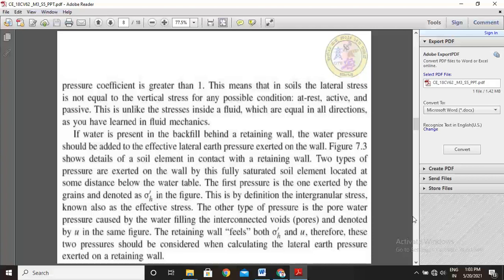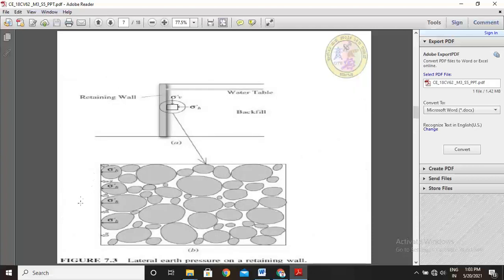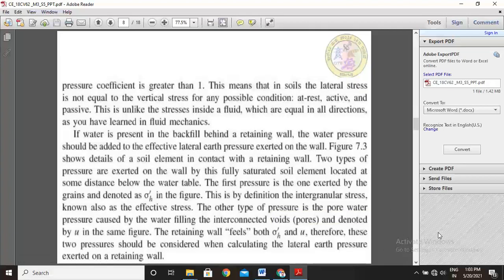The other type of pressure is the pore water pressure, caused by the water filling the interconnected voids, which are nothing but pores, and denoted by u in the same figure. See, this is u. So these are the water-filled pores. The retaining wall feels both sigma h dash and u. Therefore, these two pressures should be considered when calculating the lateral earth pressure exerted on a retaining wall. So that's why effective pressure as well as water pressure is considered to calculate lateral earth pressures on a retaining wall.